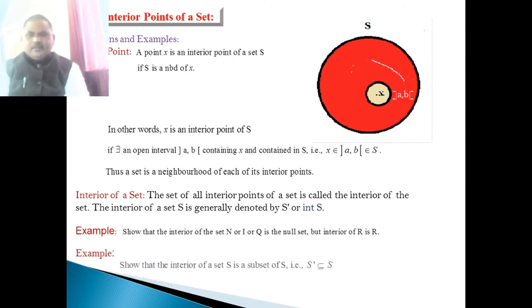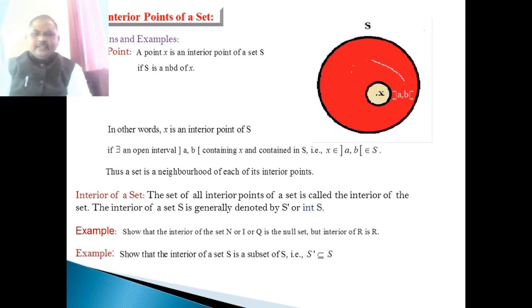Second example, the interior of the set S is a subset of S. Is that correct? Because for some sets all points are interior points, but for some sets not all points are interior points, only some points. That means the interior set is a subset of, or equal to, S.